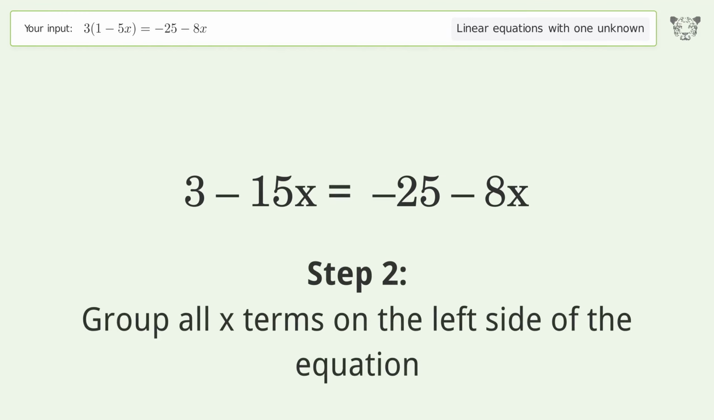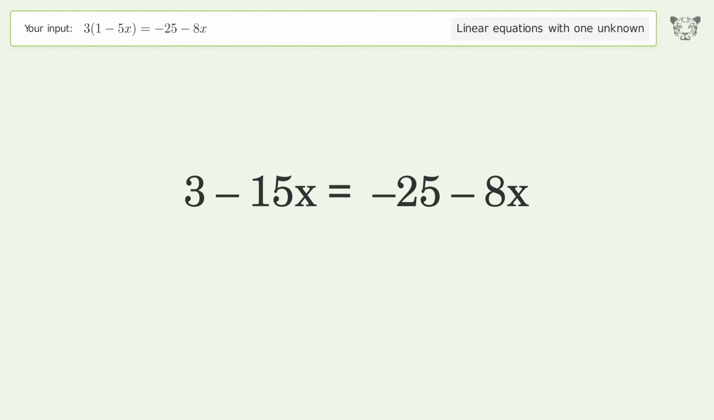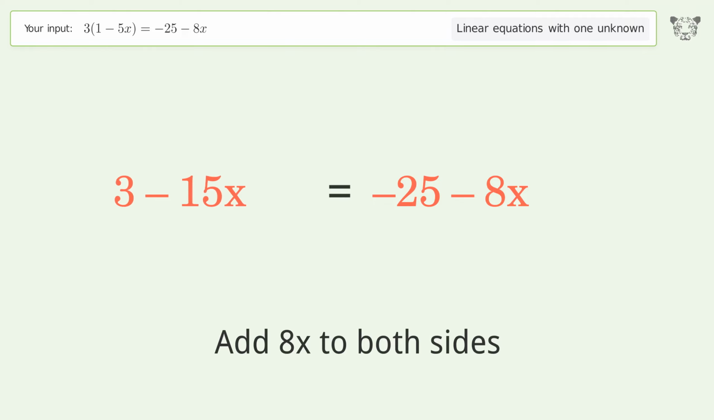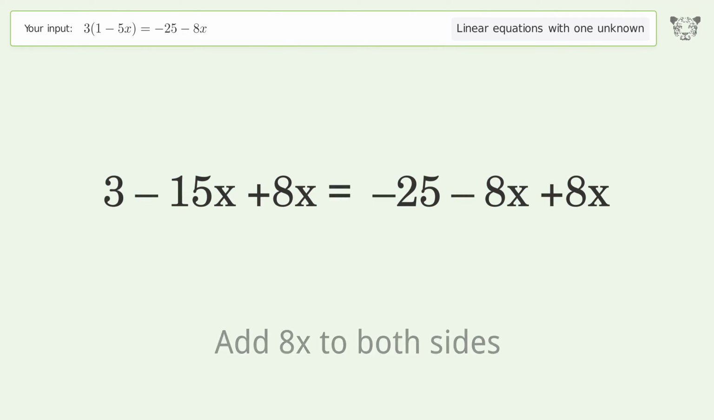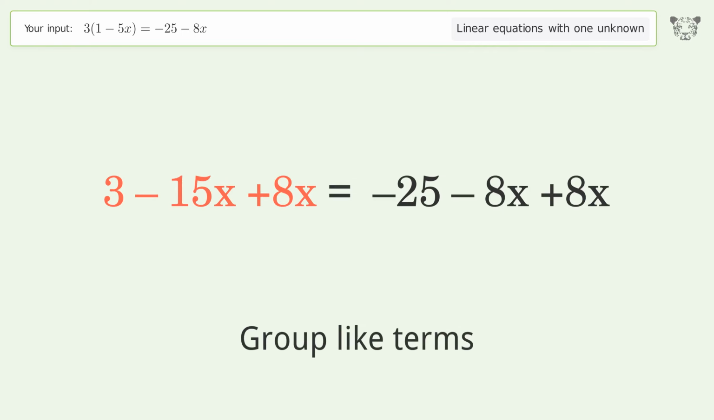Group all x terms on the left side of the equation. Add 8x to both sides. Group like terms.